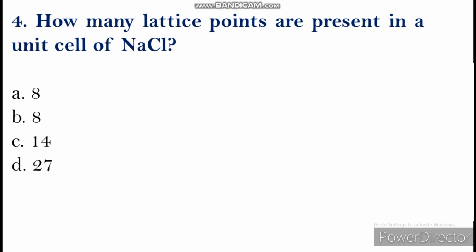In this unit cell, 8 corners plus 6 faces, total 14. So there are 14 Na ions. Now Cl ions are occupying the edges. There are 12 edges, and also one Cl is present inside the body. So that is one more, total 13. So 14 plus 13, total we have 27 lattice points present in the NaCl structure.